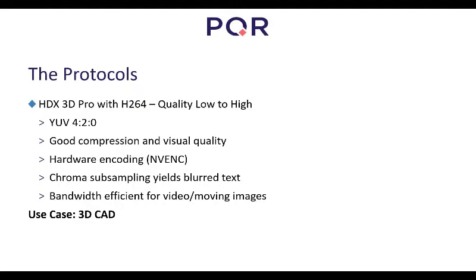But chroma subsampling yields blurred text. So if you remember my slides from the previous session, with 420, you can have blurred text because colors tend to move into each other. But it's very bandwidth efficient, especially for video or moving images. So a use case is 3D CAD or heavy video usage.